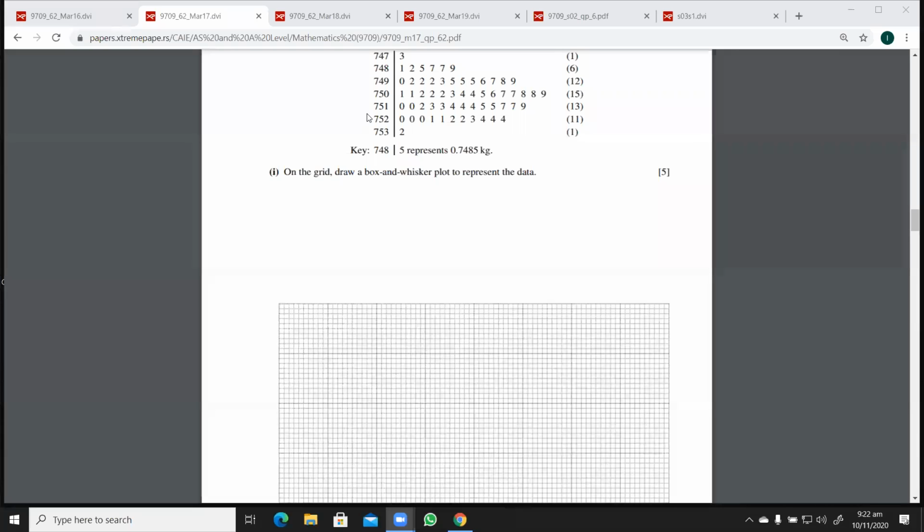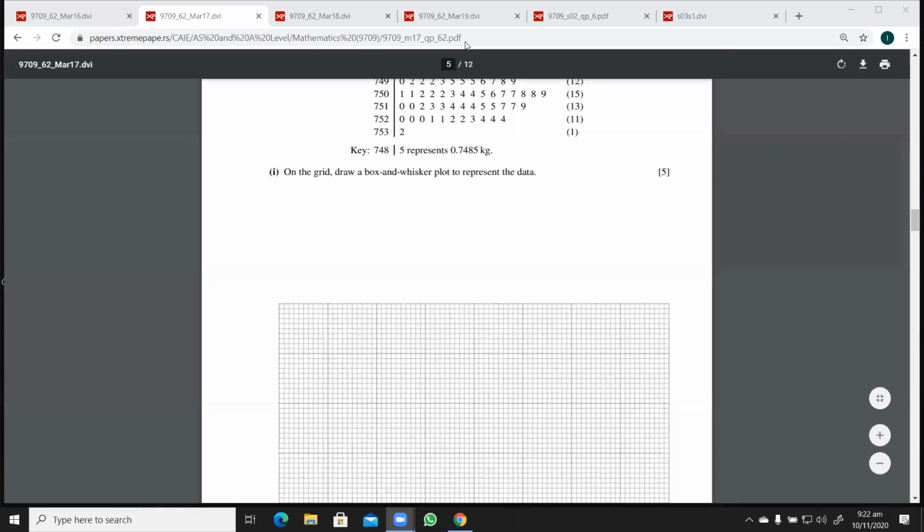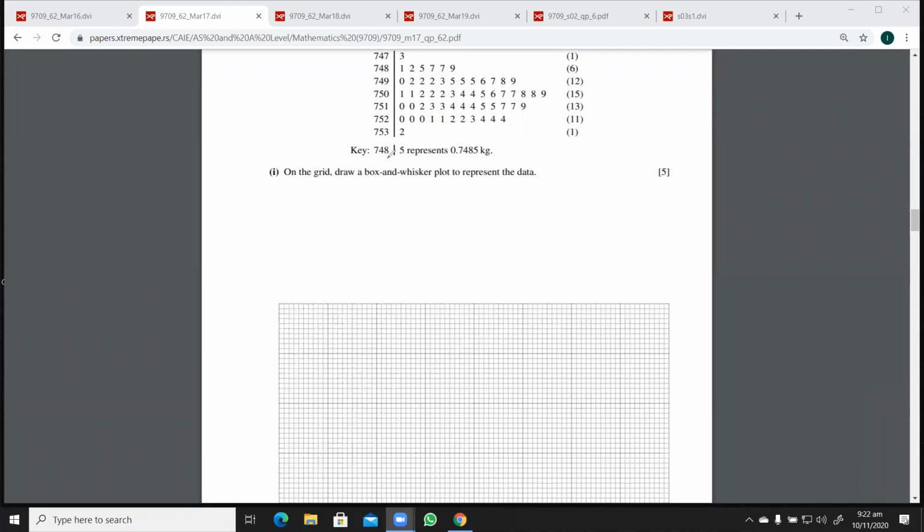For that, we need the least value according to the key. The smallest value is 0.7473. This is the point from where our box and whisker plot would start. The last observation is 0.7532 kg, so the graph would end at this. Then we need the lower quartile, the median, and the upper quartile.